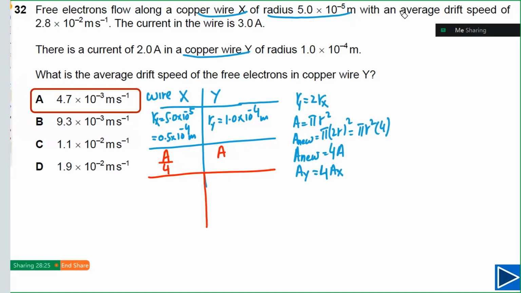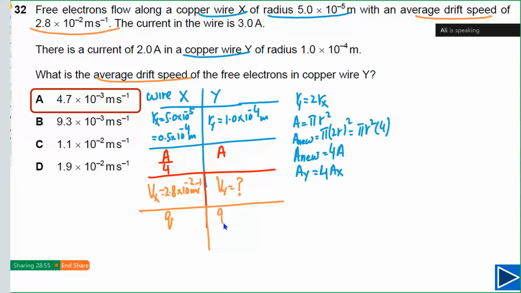Now the next thing: it is given to us that the average drift speed in wire X is given. So we can say Vx is given, which is 2.8 times 10 to the minus 2 meters per second. For wire Y, we need to find Vy. This is what you need to calculate. Next, you need to understand that Q for X and Q for Y is the same, because Q is a constant. And these two wires are made of the same material, copper. It means N for this one and N for this one is the same.